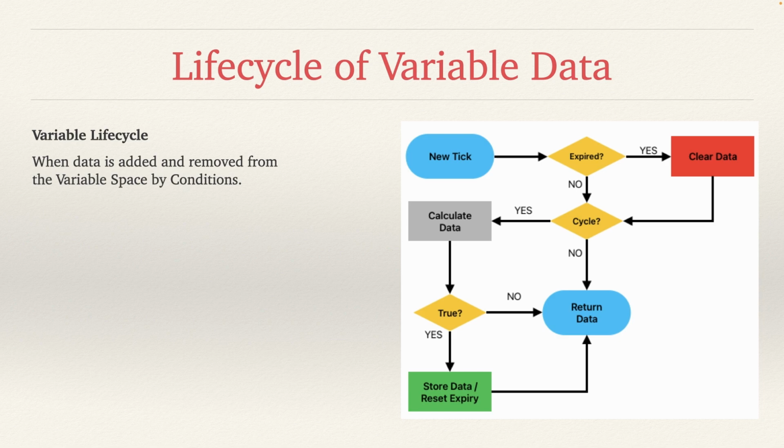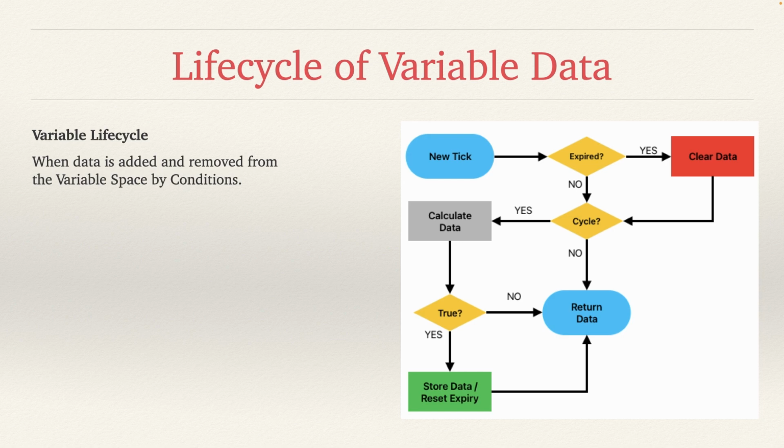If it is a new cycle, then it has an opportunity to calculate new data. If it evaluates as true, then it stores that new data. And if it has a named variable, then it writes that value to the variable space. This is also the point at which it would reset the expiry counter. If it's not a new cycle, then it just returns the data it has, which may or may not contain a value. When it returns, it's either returning the previously calculated value, if it hasn't expired, the newly calculated value, if it's a new cycle and it passed its evaluation, or no data, if it expired and couldn't get new data, either because it's not a new cycle or it failed evaluation.